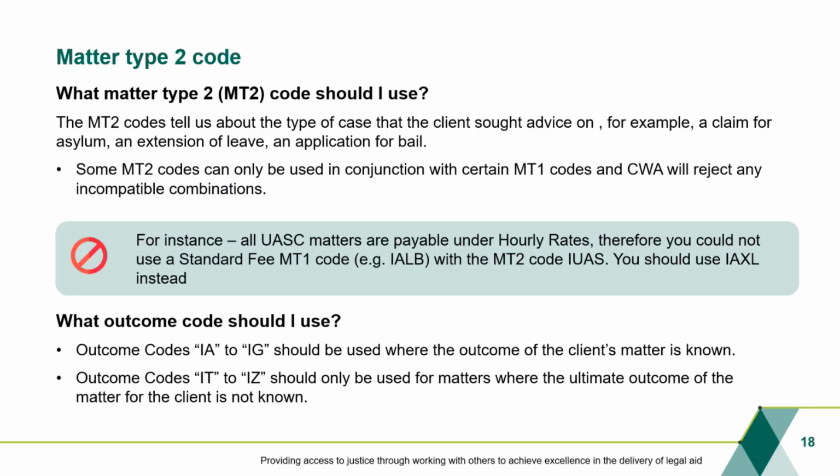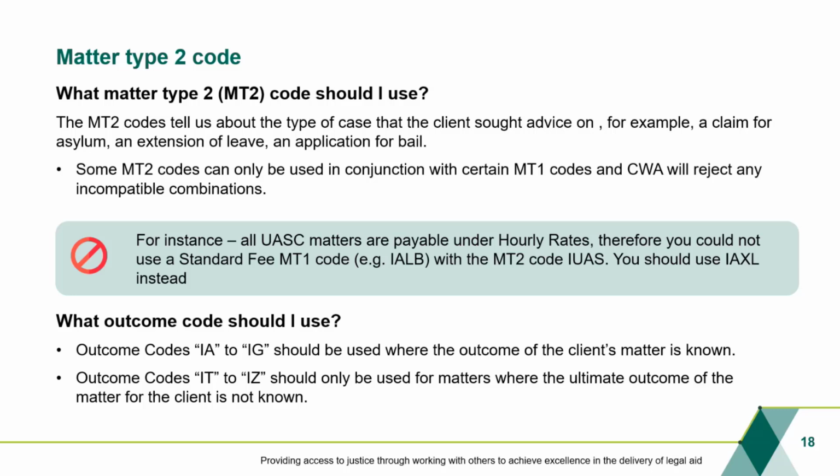The matter type 2 code then goes on to tell us more about the type of case that the client sought advice on. For example, was the claim relating to an application for asylum, an extension of leave, an application under domestic violence provisions, or maybe an application for bail? What you'll find is that CWA has some validation, which means that certain matter type 2 codes can only be used in conjunction with certain matter type 1 codes. And you'll find that CWA will reject claims where incompatible combinations have been quoted. So the example we have here is that all matters relating to unaccompanied asylum-seeking children are payable under hourly rates. Therefore, you cannot use a standard fee matter type 1 code with the matter type 2 code IUAS.